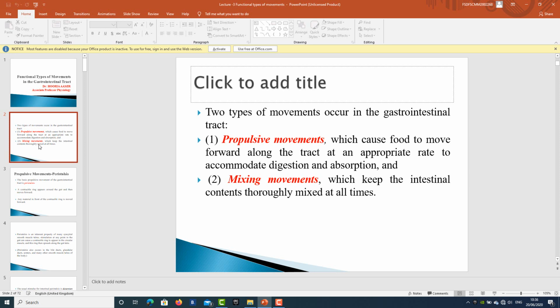And the second type is the mixing movements. These movements keep the intestinal contents thoroughly mixed at all times. So we should know that there are two different types of movements. The function of the propulsive movements is to move the food ahead down the tract, whereas the function of the mixing movements is to keep all the intestinal juices thoroughly mixed with the food all the time.